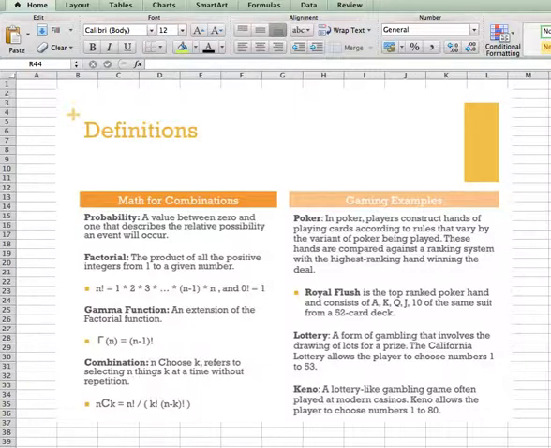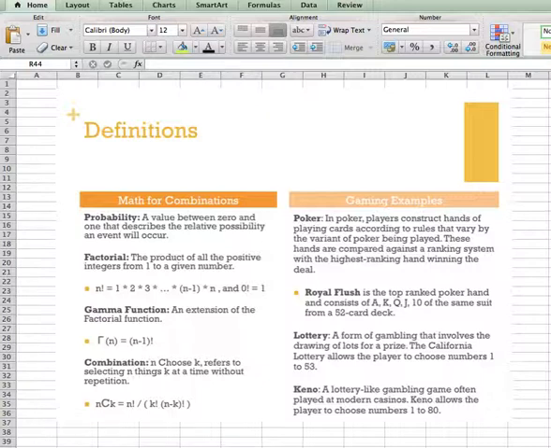The gamma function is an extension of the factorial function. We use the Greek symbol for capital gamma, so gamma at n equals n minus 1 factorial. For combinations, we often say this as n choose k. This refers to selecting n things k at a time without repetition. So n choose k equals n factorial divided by k factorial times n minus k factorial. We'll practice these formulas shortly.